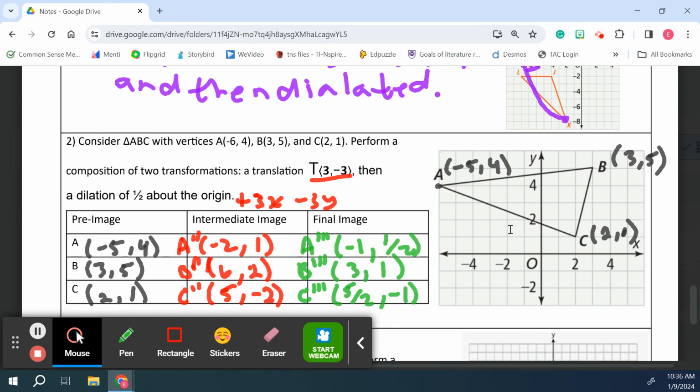Mr. Smith, can I charge my phone? Sure. Can I charge this? Yeah, sure.